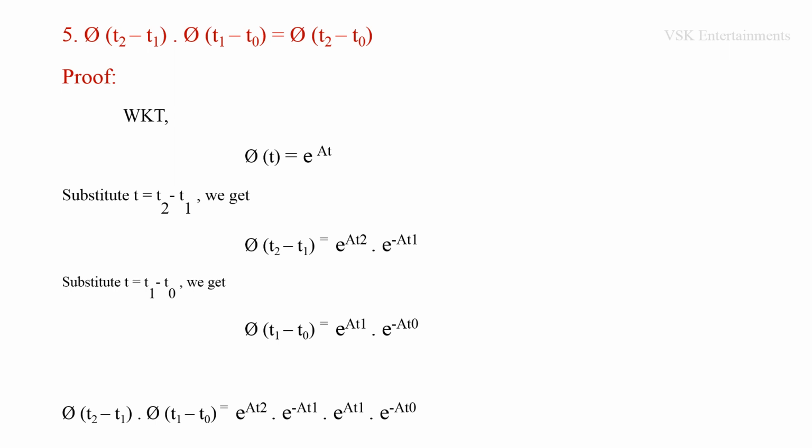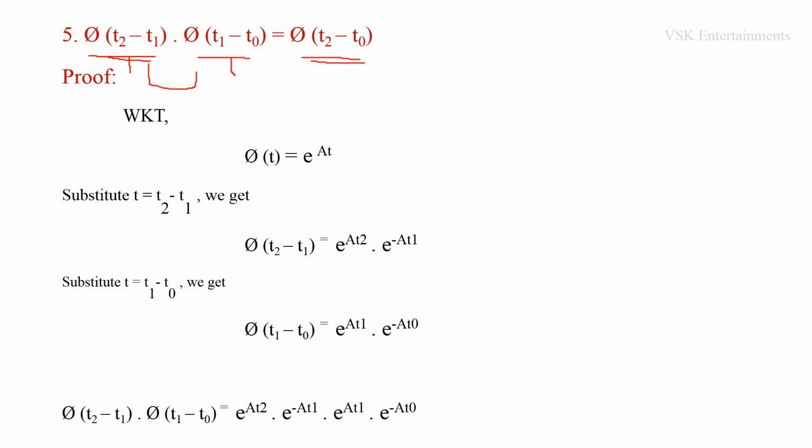Similarly, consider the fifth property of the state transition matrix. This is somewhat lengthy, but it is very simple. That is Φ(t2 − t1) into Φ(t1 − t0) is equal to Φ(t2 − t0). First, in place of t substitute t2 − t1, and we will get one expression. Similarly, substitute t = t1 − t0, and we will get one more expression. Just multiply those two and we will get Φ(t2 − t0).